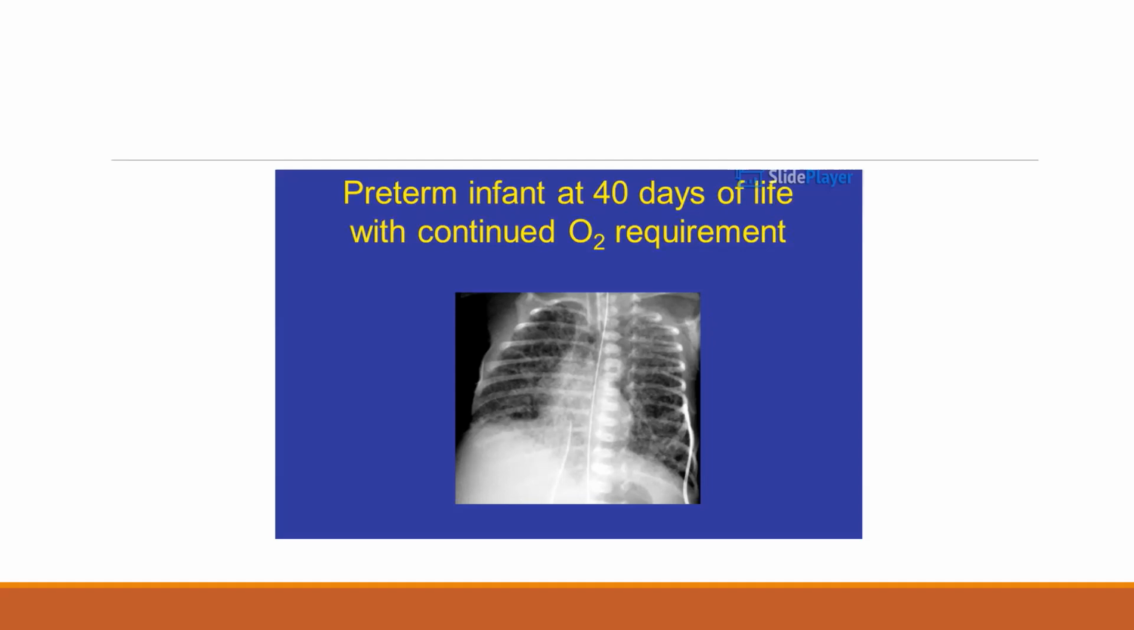And you see this X-ray, it looks like there is some fibrosis. Okay. If it is not a neonate, then we have many differentials, even tuberculosis could be there. But for a neonate at 40 days of life with continuous oxygen requirement and this X-ray, it goes in favor of bronchopulmonary dysplasia. Hyperinflation is there, diffuse interstitial thickening.